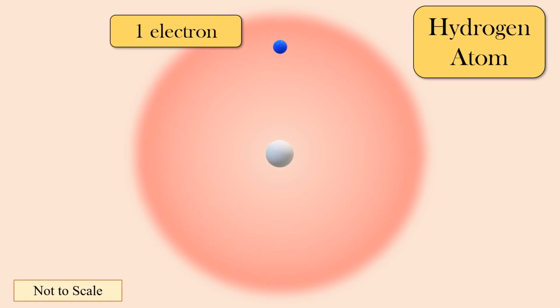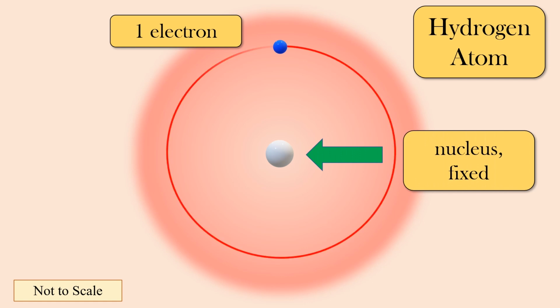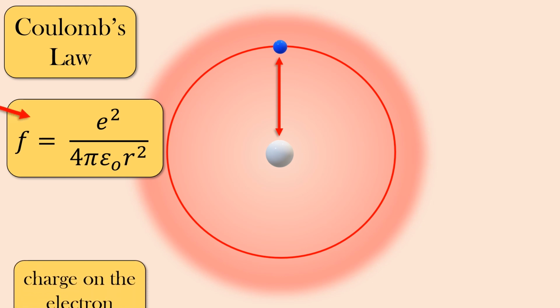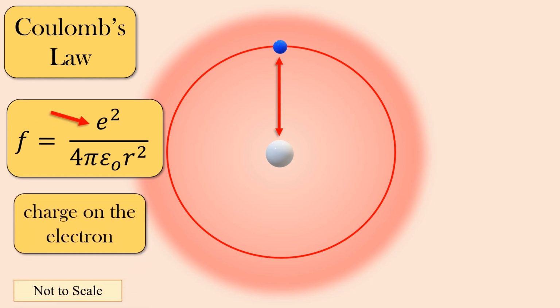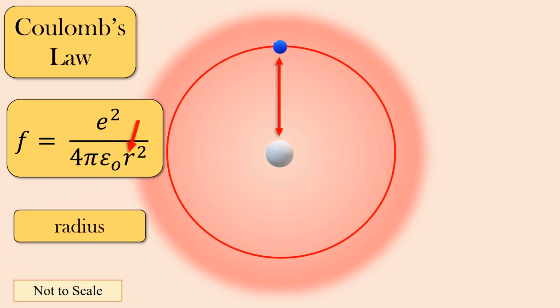The nucleus is much larger than the electron. Thus, we can assume the nucleus is fixed and the electron orbits around the nucleus. The force holding the electron in orbit is described by Coulomb's law, where e is the charge on the electron, the constant epsilon is the permittivity of free space, and r is the radius of the orbit. The 4 pi epsilon term is present due to the use of SI units.